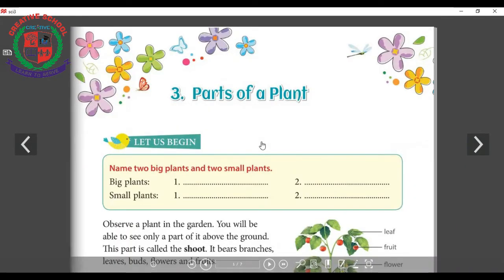Welcome to the class. In today's session, we are going to see the third lesson in your science subject, parts of a plant. You all know the plant is a living thing. You can also grow some plants and see what are all the things happening when the plant is growing.